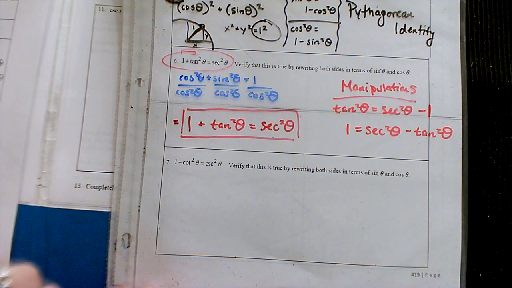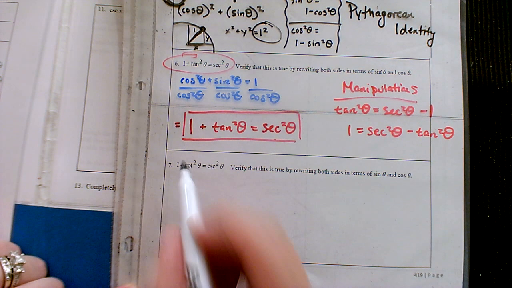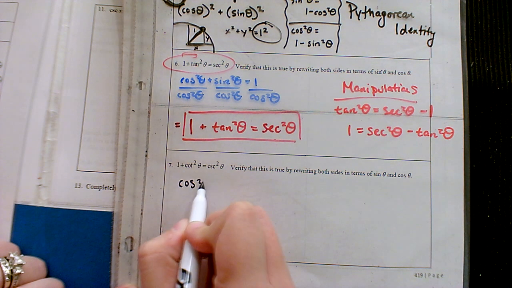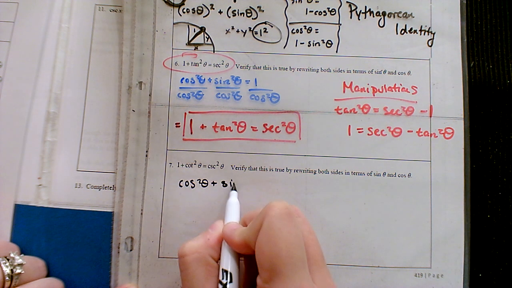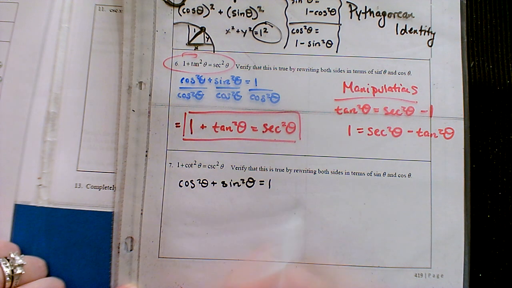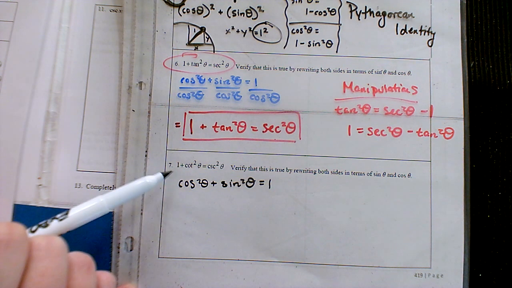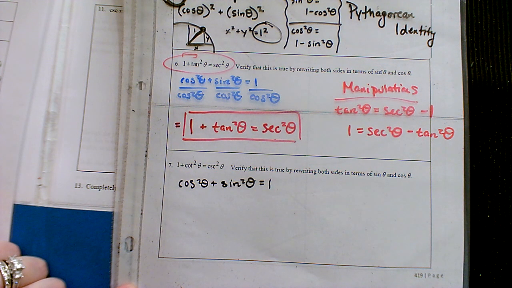All right, let's try the next one. So 1 plus cotangent squared equals cosecant squared. Again, what if we were to start with the main Pythagorean identity from number 5, cosine squared plus sine squared equals 1. What do you think we're going to do for this one to make it look like number 7?